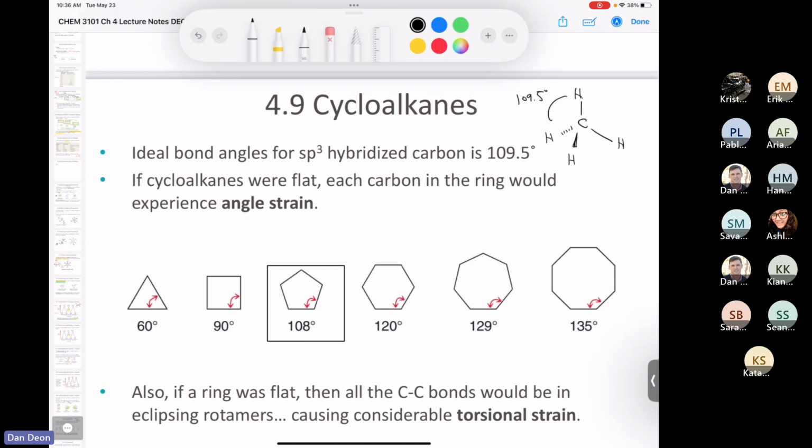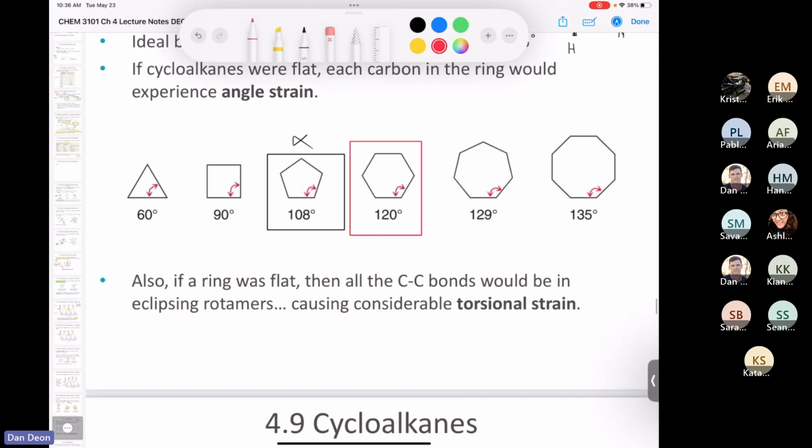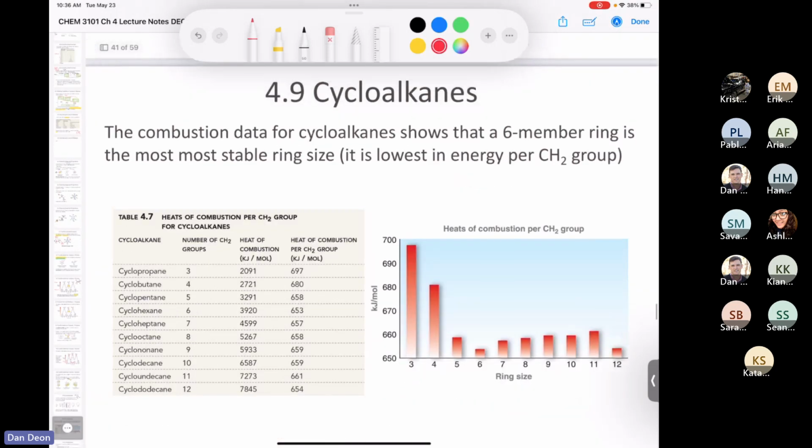But then they ran into a serious problem when they made the assumption that the cycloalkanes were flat, which is that this one is not the most stable. It in fact turns out that cyclohexane is the most stable, even though the bond angle inside a hexagon is 120 degrees, significantly larger than a tetrahedral bond angle. So this gave them some serious pause, and they said, well, this doesn't make any sense.